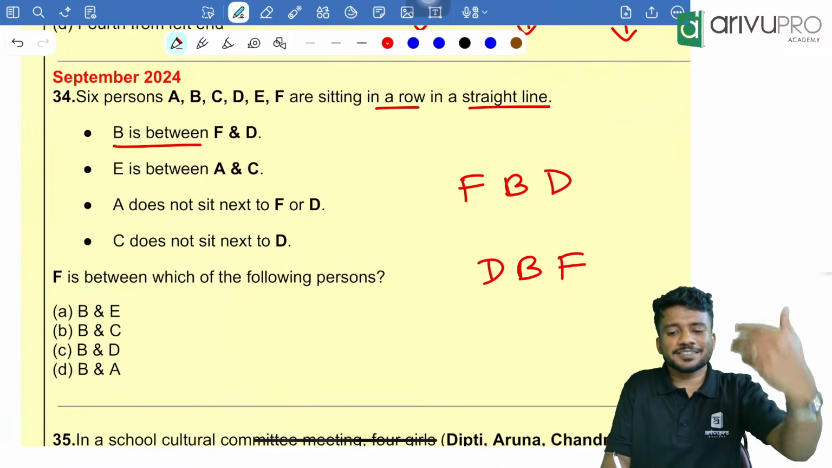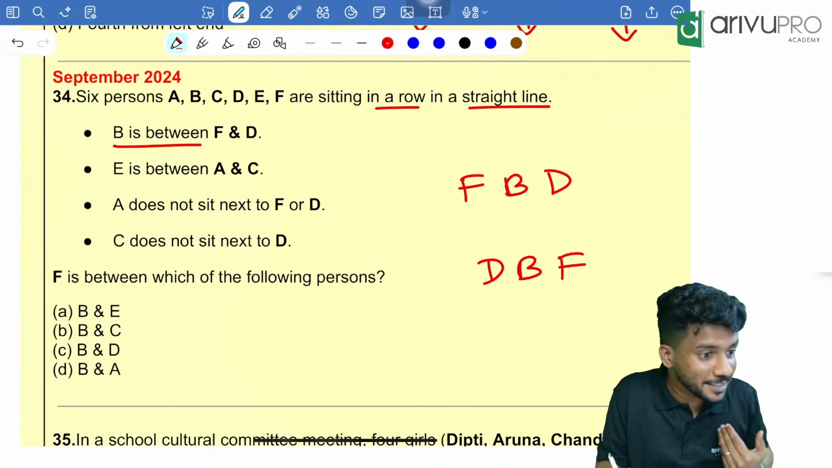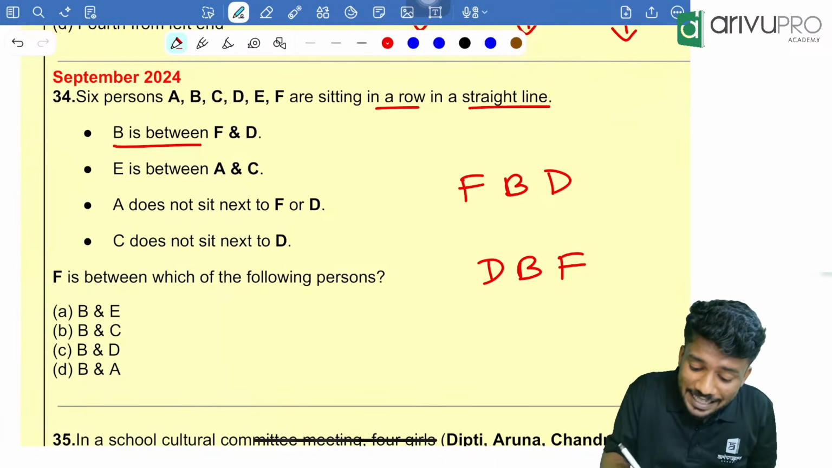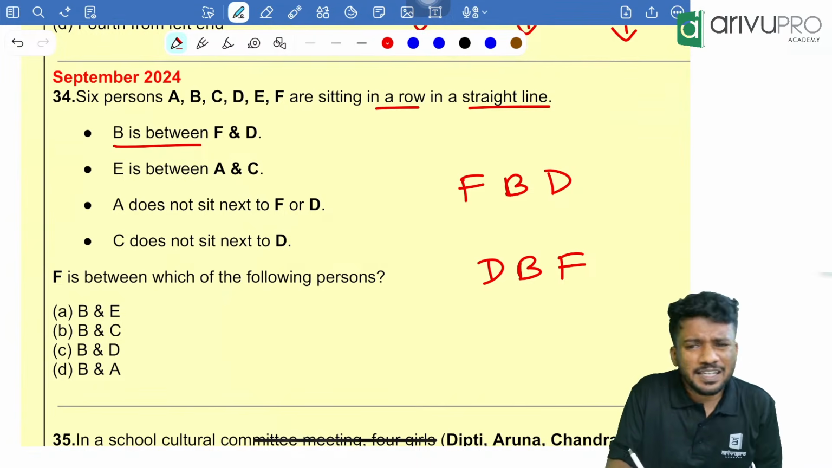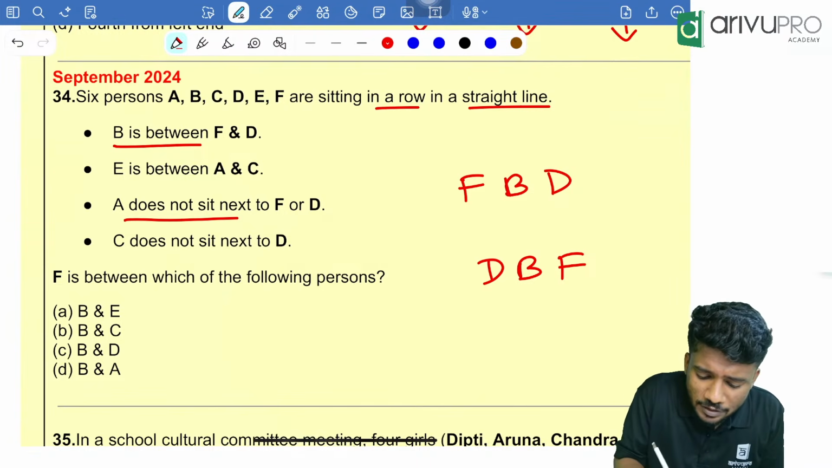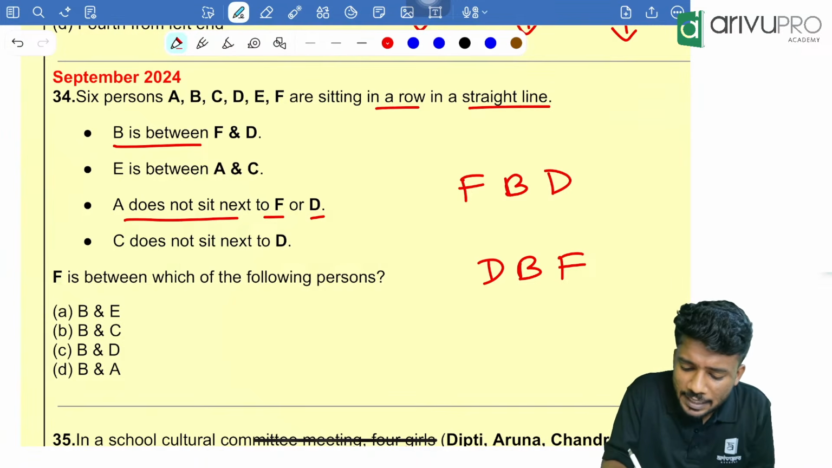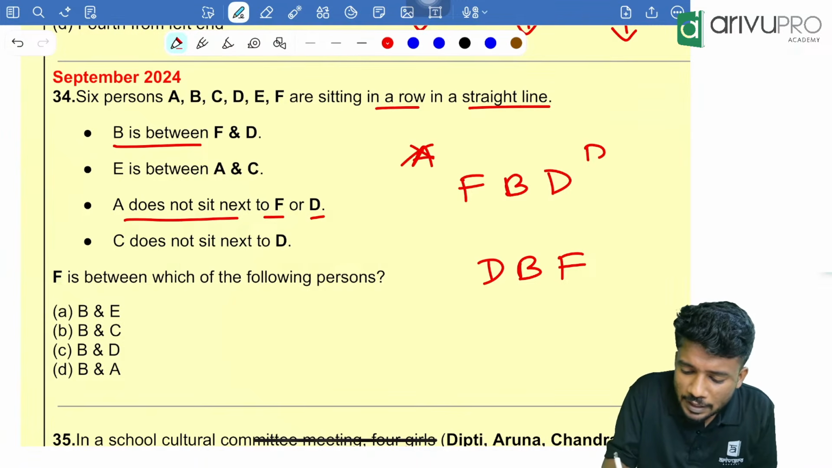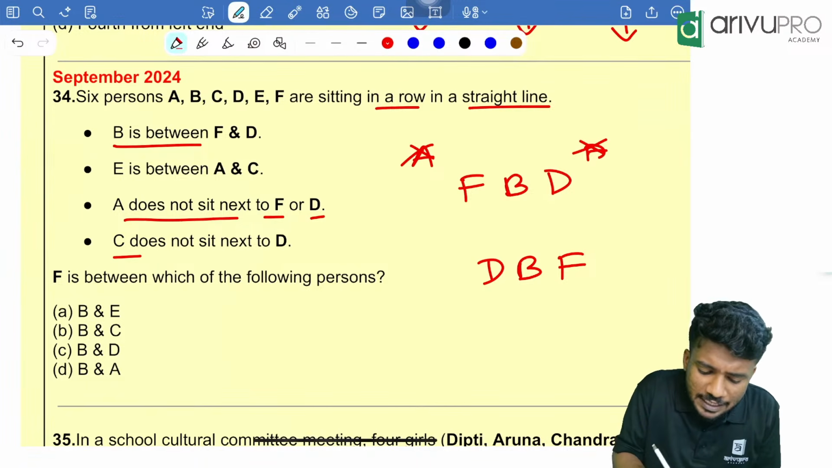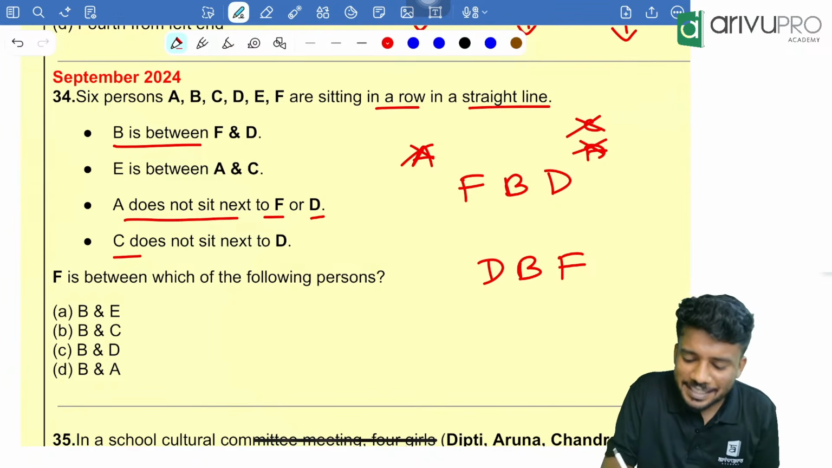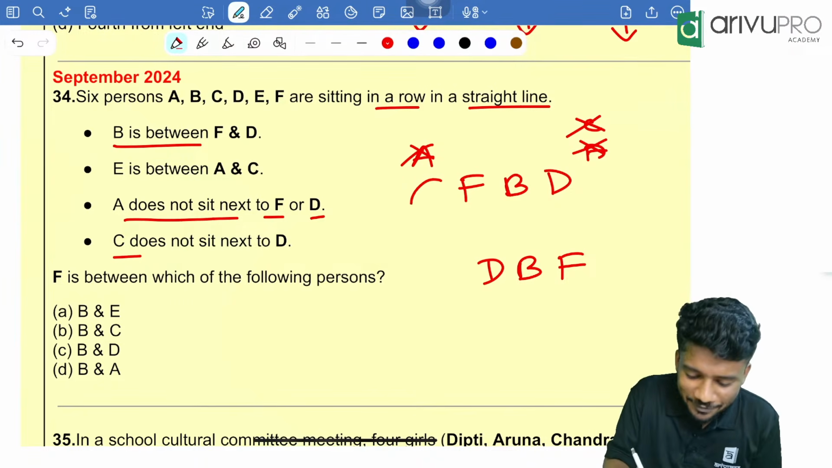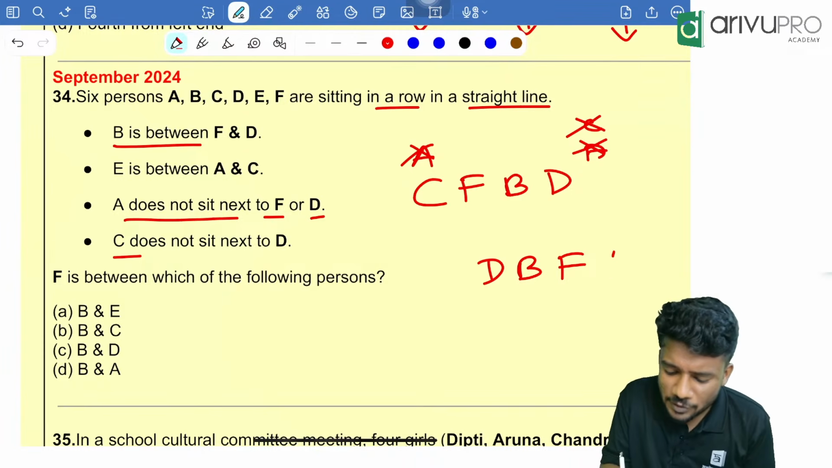A similar type of question was already asked, and we already solved a similar question. E is between A and C. We will check. A does not sit next to F or D, so A can't sit next to F or D. Then C does not sit next to D, so C can't sit next to D. So where will C sit? C will sit next to F.